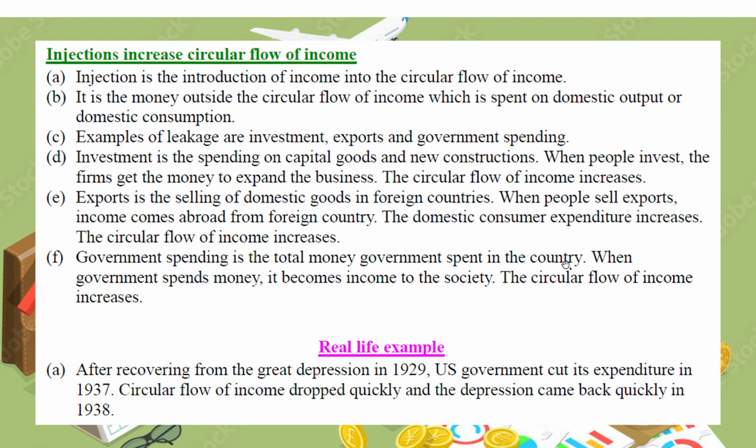Of course, it's from the taxation. When the government spends money, it becomes income in the society. The circular flow of income increases. For example, this fact is just key, especially about the injection. After recovering from the Great Depression in 1929, the U.S. government cut its expenditure in 1937. Circular flow of income dropped quickly, and the depression came back in a year. Crazy.